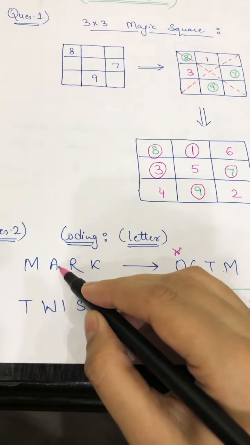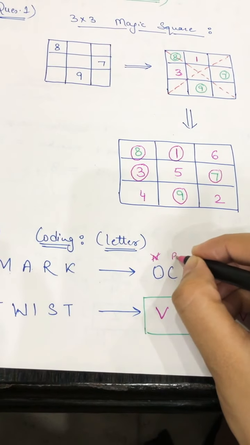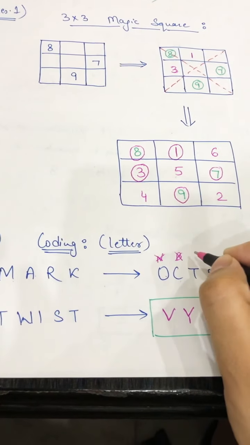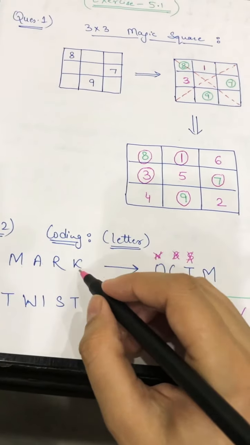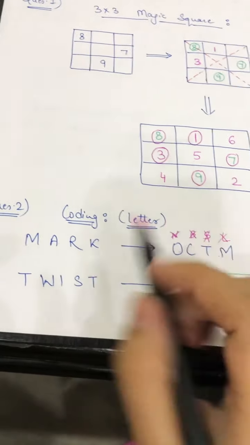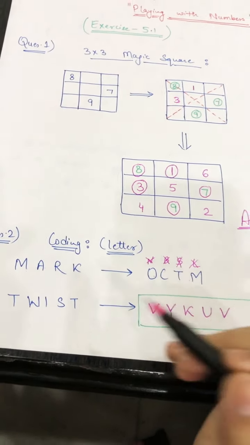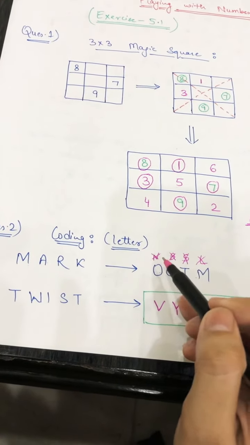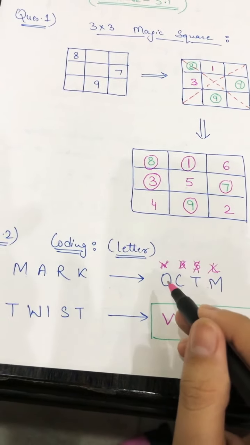After A, B is there, but they have filled C. So you have to leave B and write C. In this way, R, S, T: they have left S and filled T. K, L, M: you have to leave L and then M is there. They have left one alphabet and then filled the next alphabet. After M, N is coming, so they left N and coded M as O. So you have to leave one alphabet and write the next alphabet.